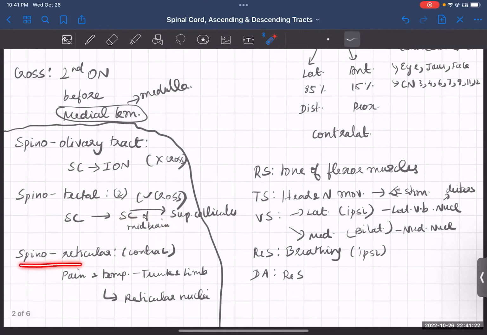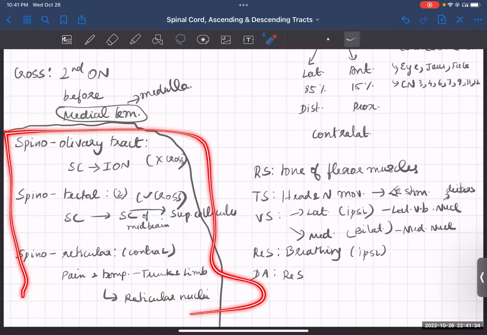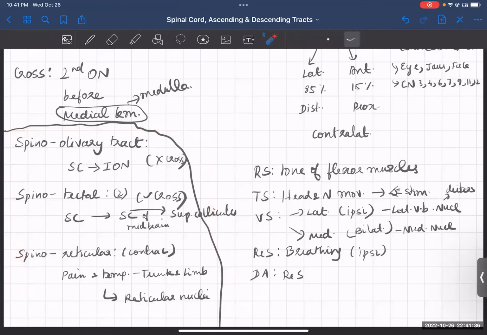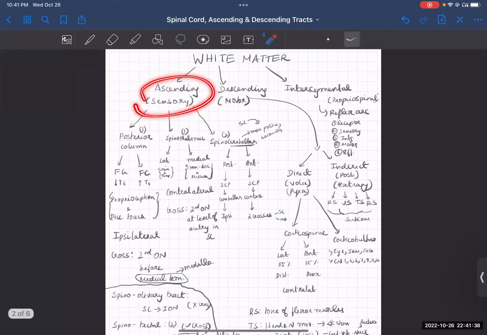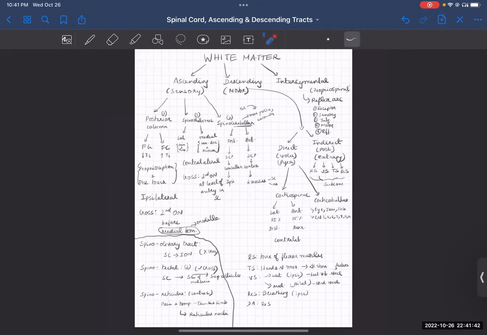Now, what about spinoreticular? It is contralateral and it is going to carry pain and temperature impulses from your trunk and limbs to your reticular nuclei. Fine. Now, these three are the other tracts that you have to remember under your ascending tracts, which are sensory. So whatever we saw now is just to make us realize that this is happening, sensation.